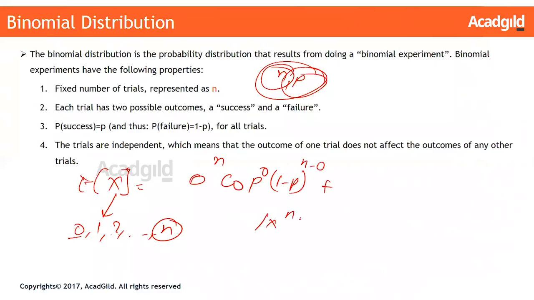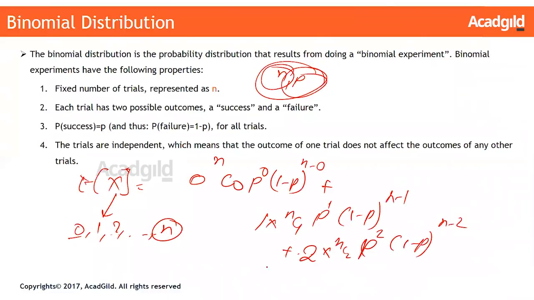1 into nC1 times p raised to 1 times 1 minus p raised to n minus 1. Plus 2 times nC2 p square into 1 minus p raised to n minus 2, dot dot dot till n nCn into p raised to n into 1 minus p raised to n minus n. That's the way to get the expected value of x.